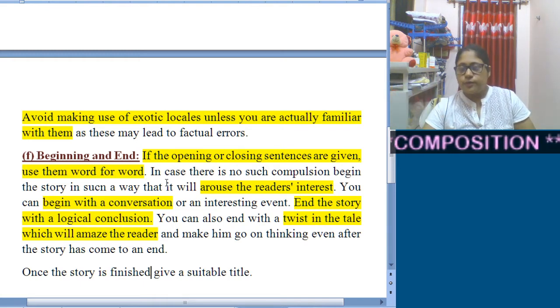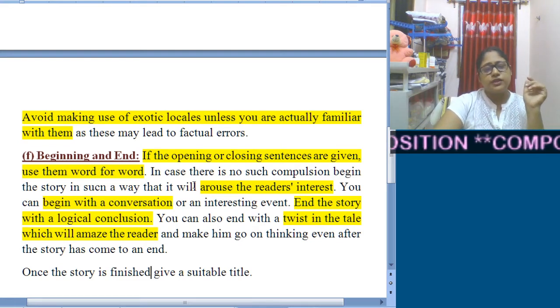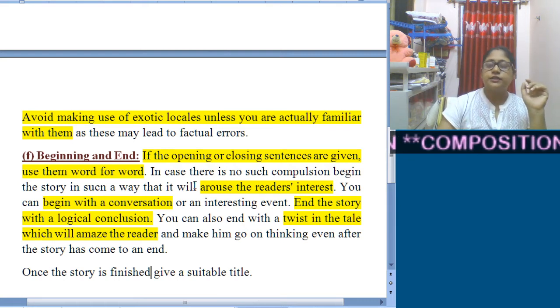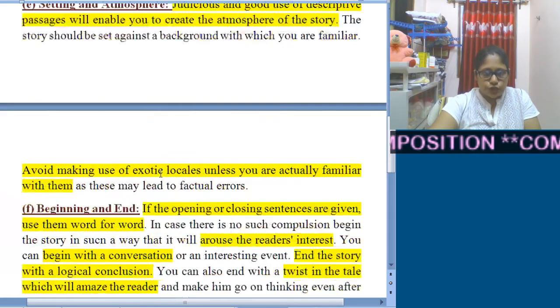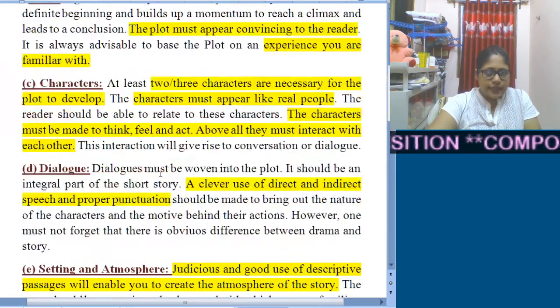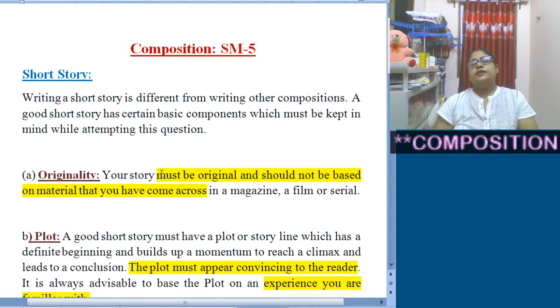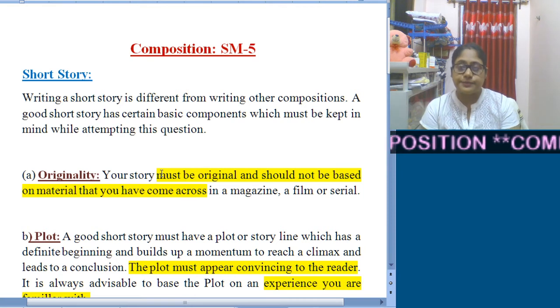So this is all about the short story. And the last thing you need to remember: once you have completed the story, you need to provide a suitable title to it. So this is all about the short story, and with this I think we have learned about all the 6 types we have in our composition.